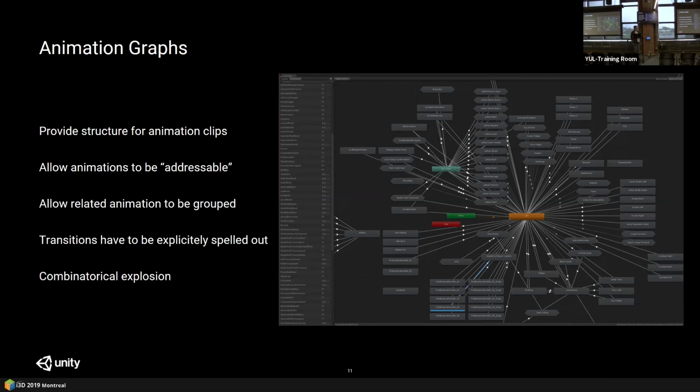On the other hand, it's a nightmare to set this up. Every single transition has to be spelled out explicitly. And imagine you already have an animation graph that contains 2,000 nodes, which is nothing. In Assassin's Creed, we had something like 40,000 node animation graphs. And imagine you want to add a new movement state. You have to draw transitions from every possible input state to that. It's very error prone, and things can go horribly wrong. Overall, it's a combinatorial explosion by definition, right?